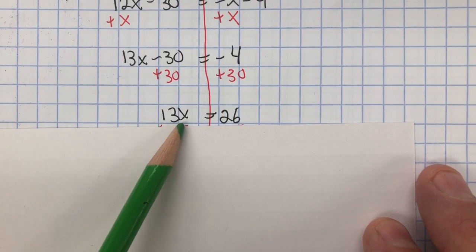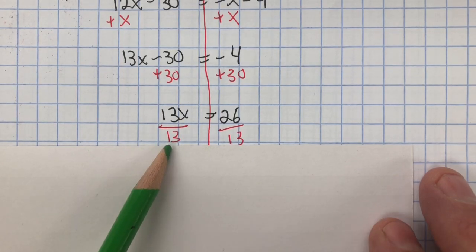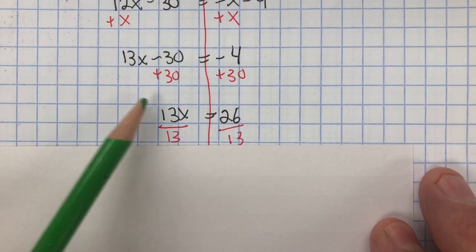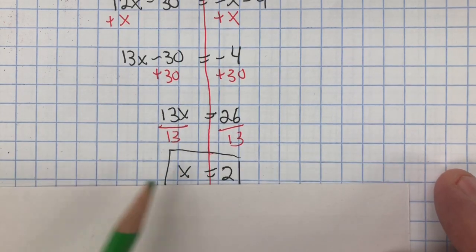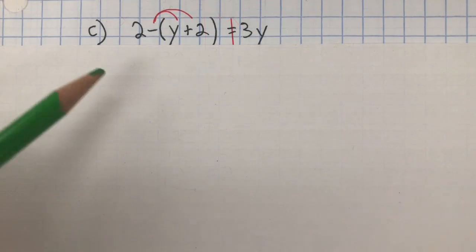Inverse property of multiplication is division. Create the giant 1. What you do to one side, you do to the other. So 1 multiplied by x is x. 26 divided by 13 equals 2.